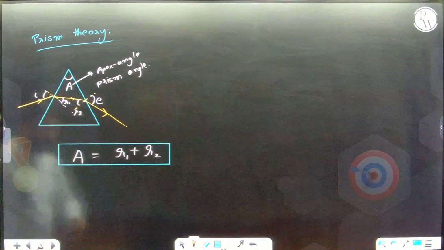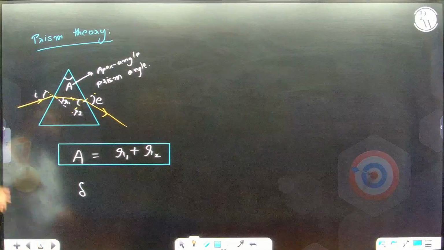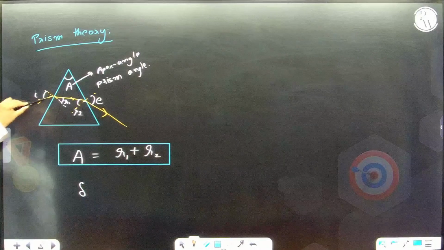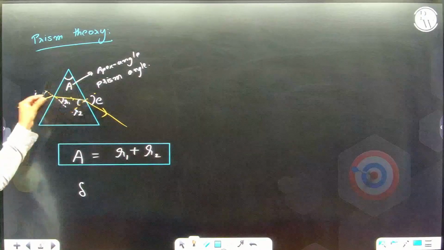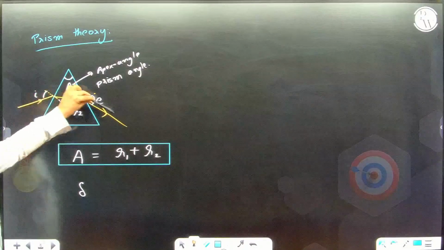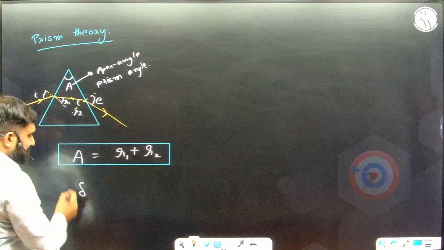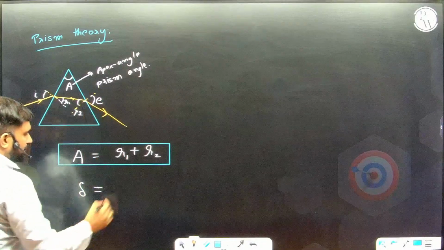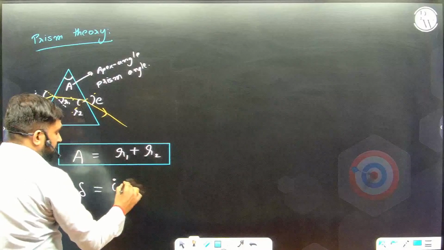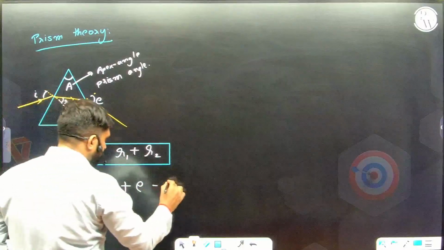Second relation is for the net angle of deviation. What is deviation? This is the incident ray. It was supposed to go in this direction, but it's not doing that. It went in this direction, it turned a little bit, then again it turned a little bit more. So it suffered overall deviation. I'll say that is delta angle. It is equal to the sum of angle of incidence plus angle of emergence minus the angle of prism.